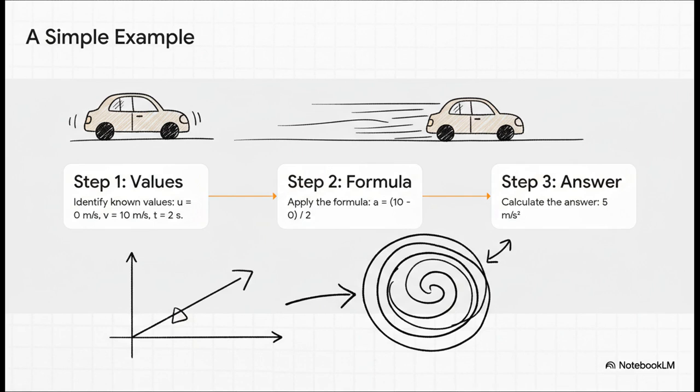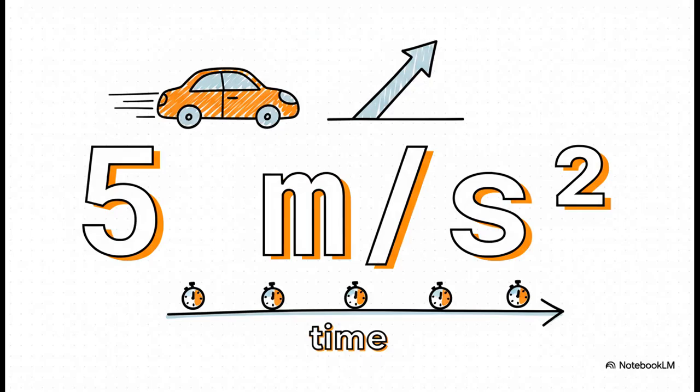Let's just run through a quick example. Imagine a car starts from a dead stop, so its initial velocity is 0. It then hits 10 meters per second, and it does that in 2 seconds. So you just plug in the numbers. The change in velocity is 10 minus 0, and we divide that whole thing by the 2 seconds it took. And the answer you get is 5.